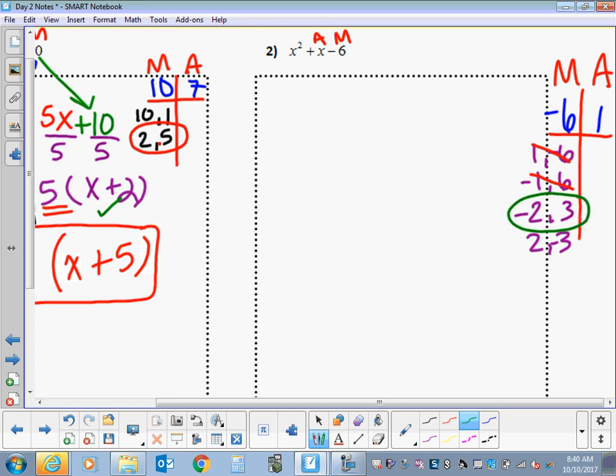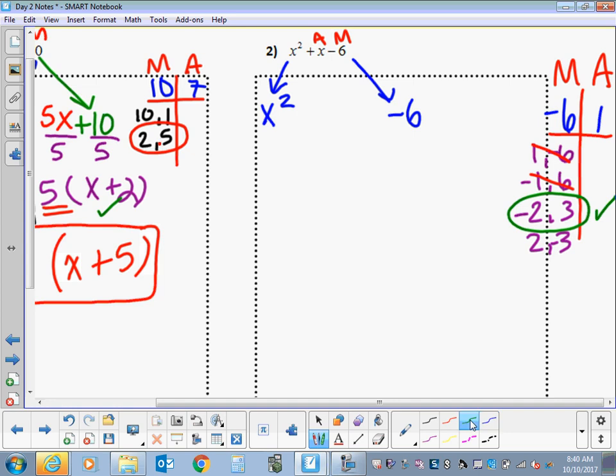Negative 2 plus 3. If I add those together, it gives me positive 1. So these are my factors. Are you guys understanding this part over here? Okay. Alright, once you have your factors, we pull down our first, so that is x squared. We pull down our last. Make sure you give yourself some space. So x squared, space, and then our last is negative 6. Don't forget the negative.